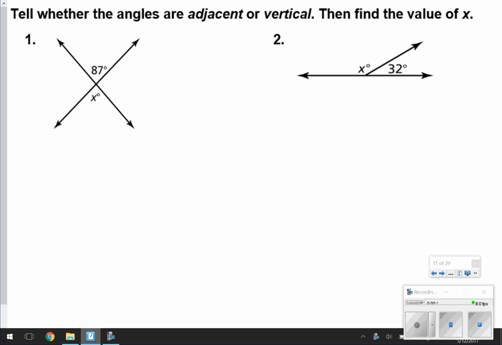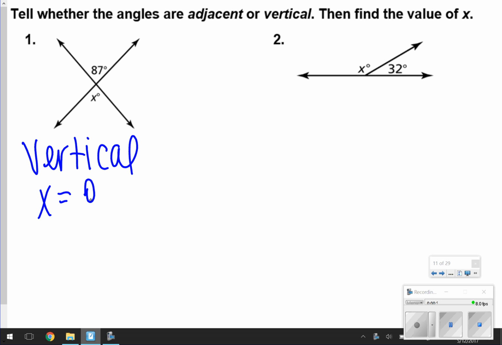Number 1 says, tell whether the angles are adjacent or vertical and then find the value of x. For number 1, those are going to be vertical angles because vertical angles are across from one another. Vertical angles are also equal to one another, so x will be equal to 87 degrees for number 1.